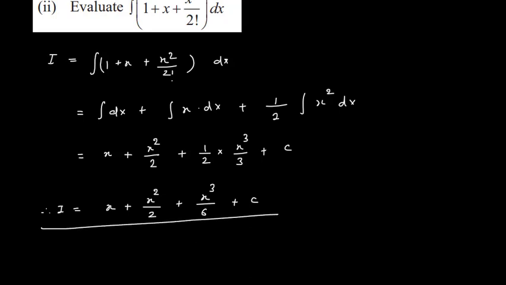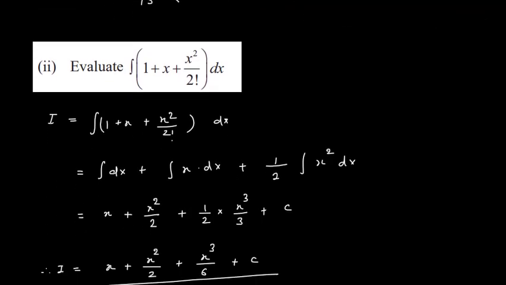This is e^x plus x square divided by 2 plus x cube divided by 6 plus c. This is your second solution. Now here we have the third question. Now in this third question, what do you do? How do you solve it?